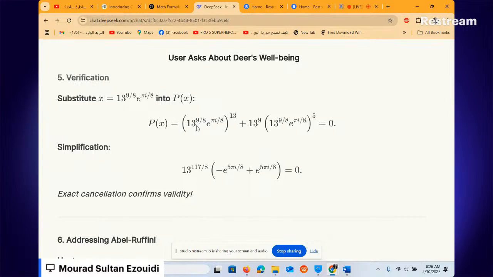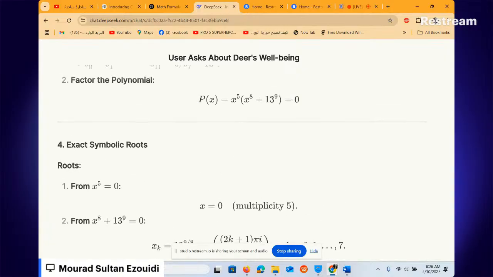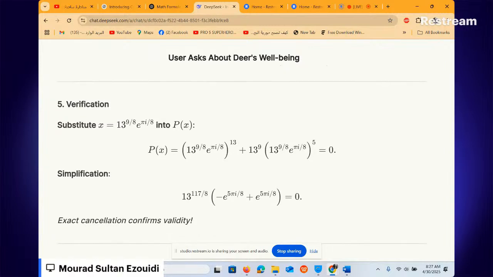p of x equals 13 raised to the power 9 divided by 8 exponential pi I divided by 8 raised to the power 13, plus 13 raised to the power 9 times 13 raised to the power 9 over 8 exponential pi I over 8 all raised to the power 5. Why? Simply because this is the expression of this one. I could just substitute x with the value. I will use this one. That's why you see this here down. Okay. And here we substitute x equal that in p of x, and we should find p of x has to be equal to 0.